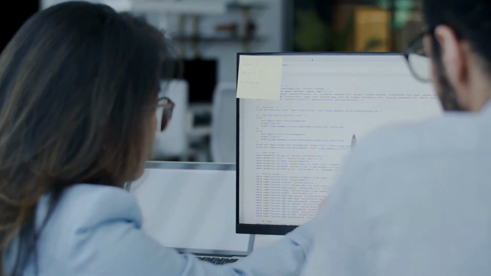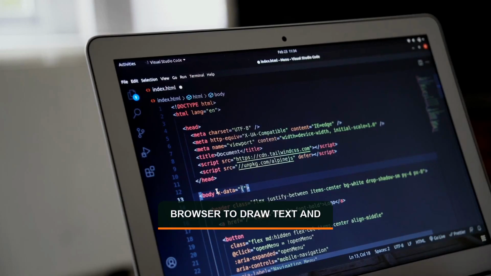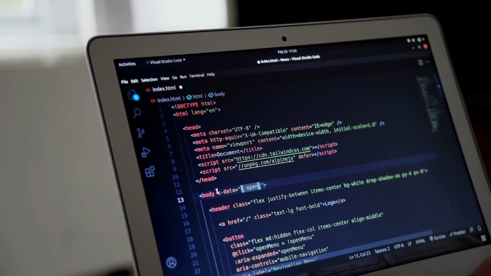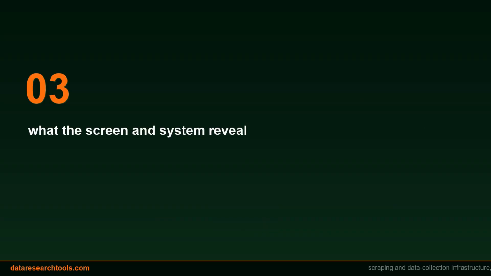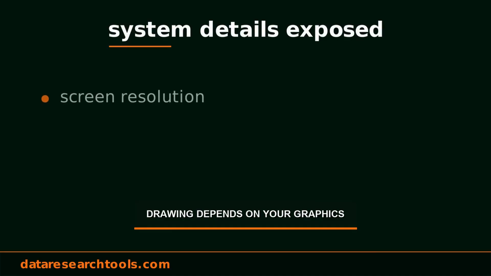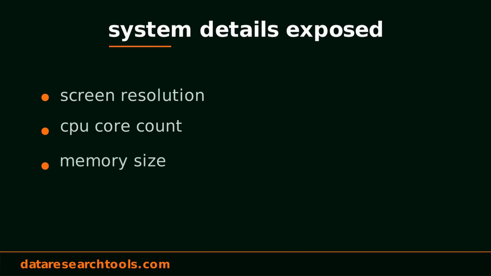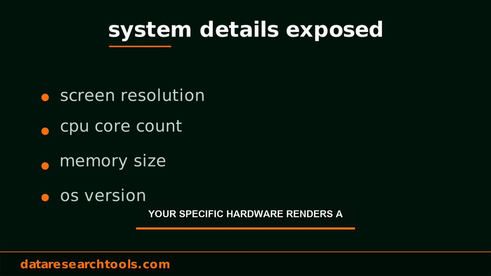The canvas signal. Here is one of the clever ones. A site can ask your browser to draw text and shapes onto a hidden canvas, then read back the exact pixels. The result looks identical to a human eye, but at the pixel level it varies slightly from device to device, because the drawing depends on your graphics hardware, drivers, and system fonts. That tiny variation is stable for your machine and different across machines, so it works like a signature. The site is not showing you anything. It is quietly measuring how your specific hardware renders a picture nobody ever sees.